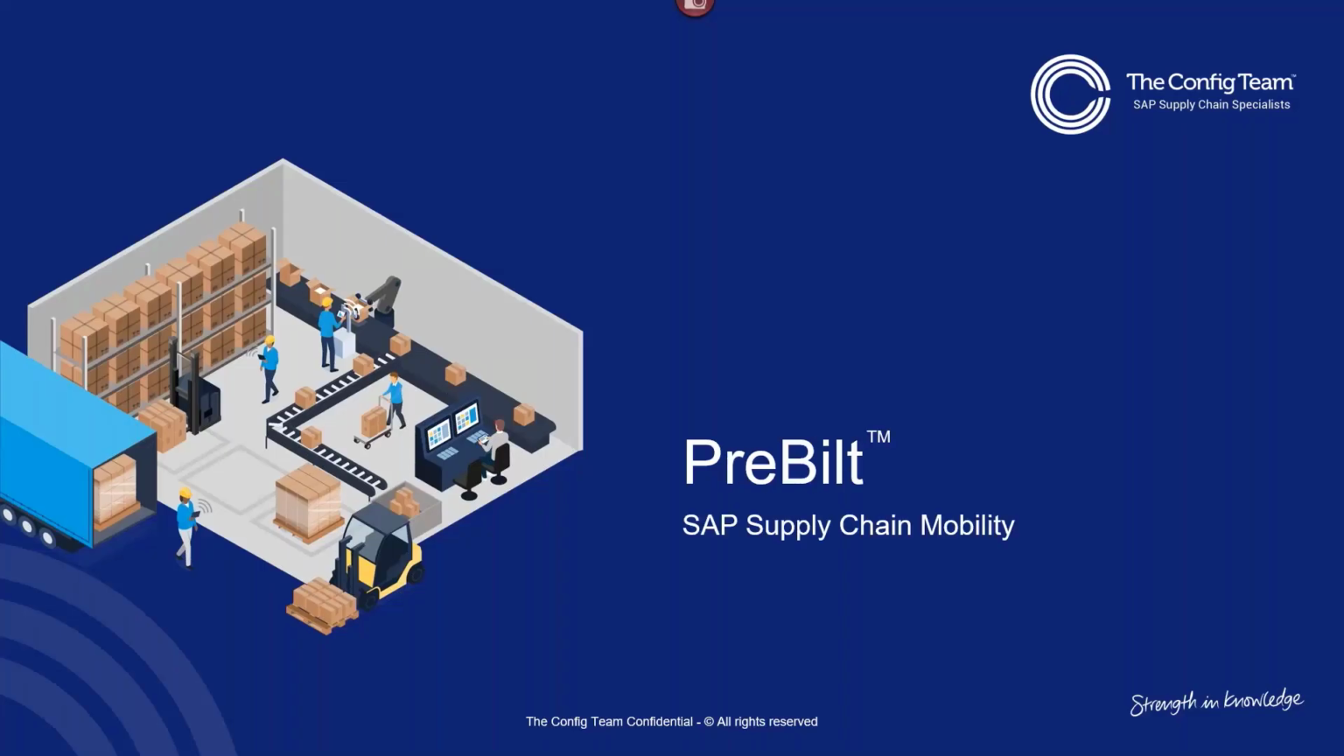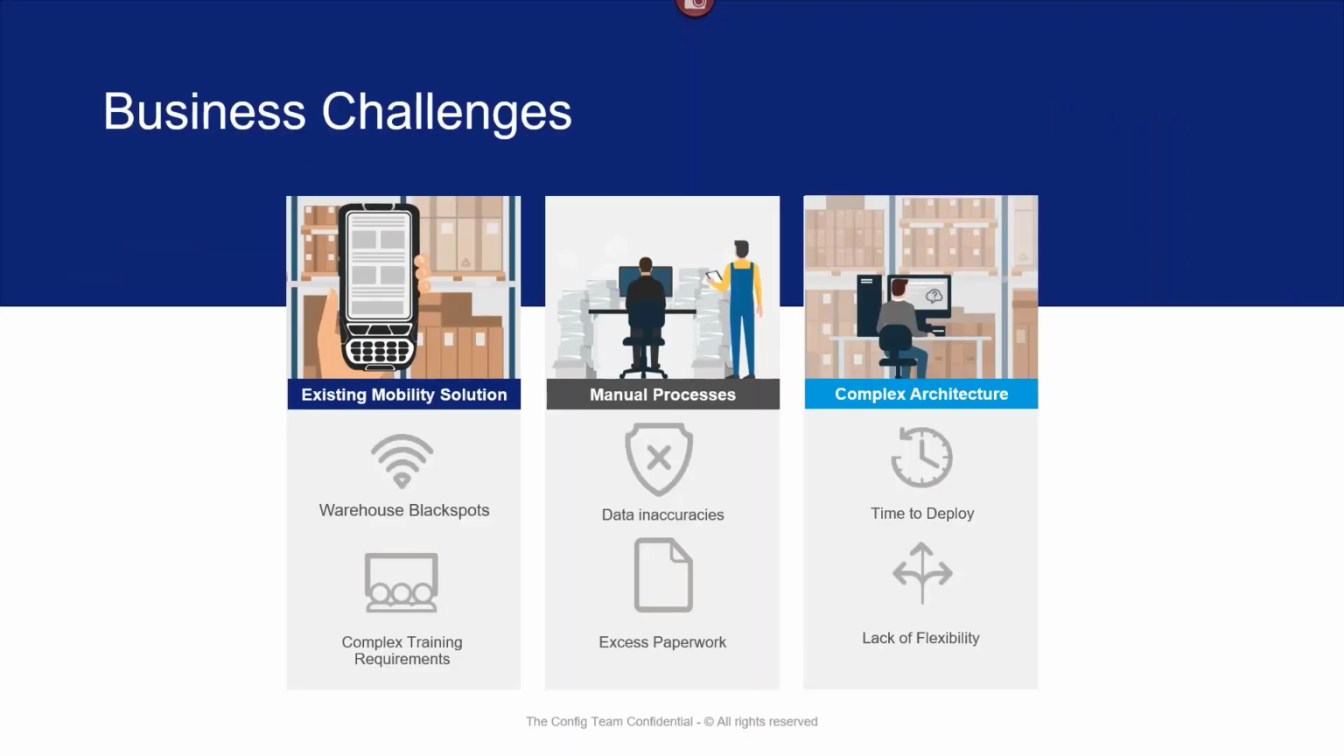Okay, thank you, Kevin. So we're going to now look at PreBilt, which is our out-of-the-box mobile solution for the SAP supply chain. Typically when we're talking to customers, and from the conversations we've had, these are the 3 key areas of challenge that we see.